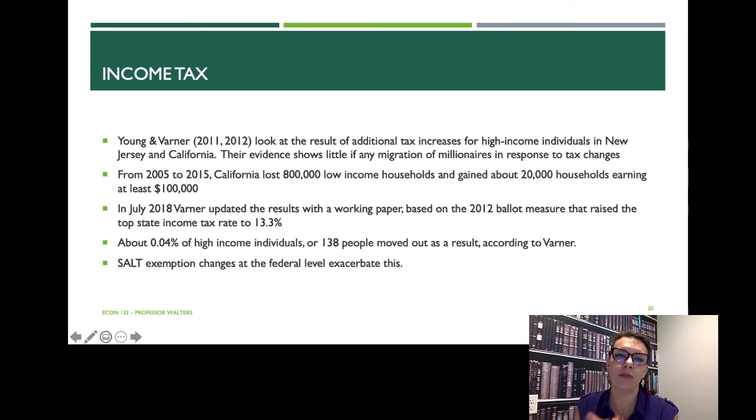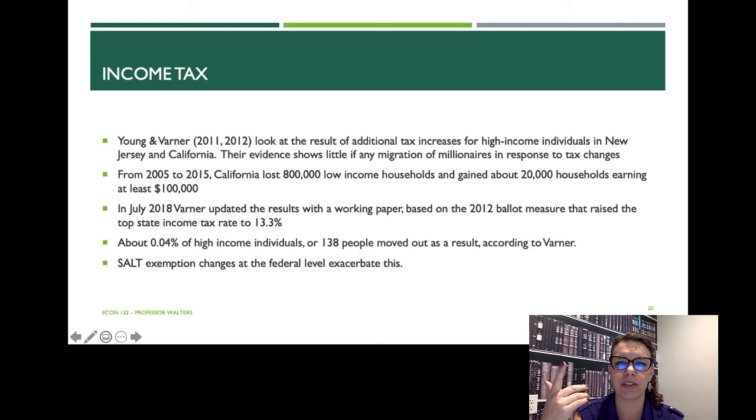So from 2005 to 2015, California lost about 800,000 low-income households, but they gained about 20,000 households earning at least $100,000 or more per year. And so what that seems to imply is that we are losing low-income households, but we're gaining high-income households. And so it's sort of just an increase in the average income level of the average Californian.